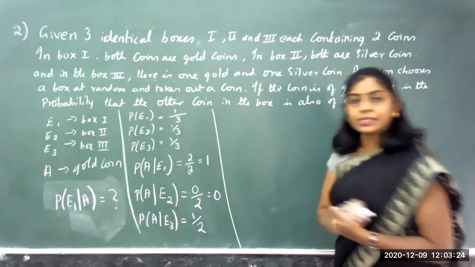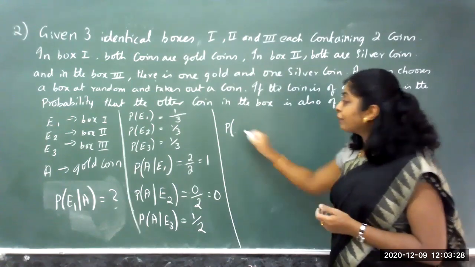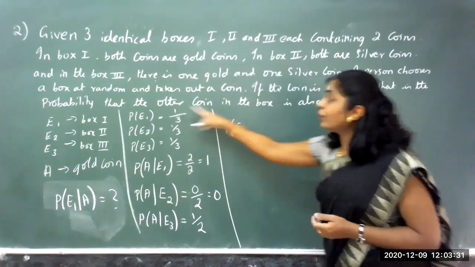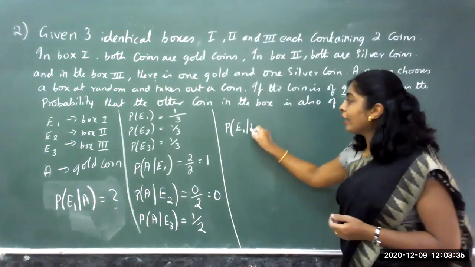So I use Bayes' theorem. When I use Bayes' theorem, it is the probability of getting from box 1. They asked to find the probability from box 1 because both coins should be gold.